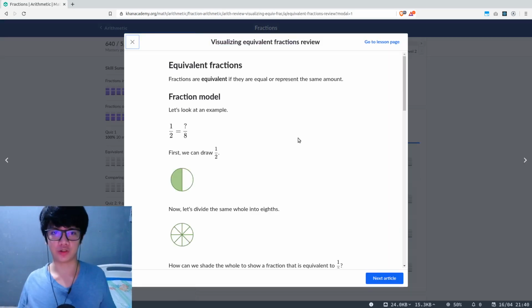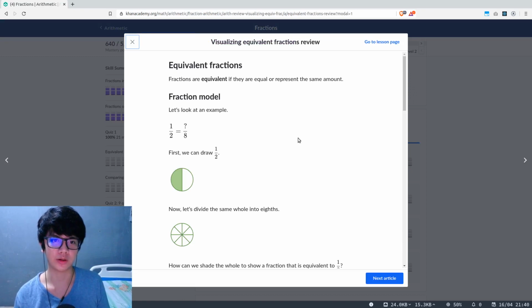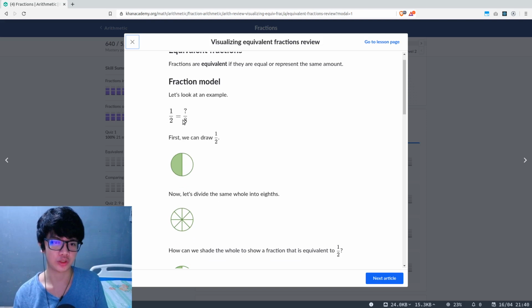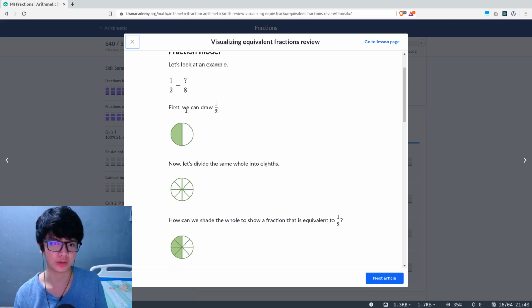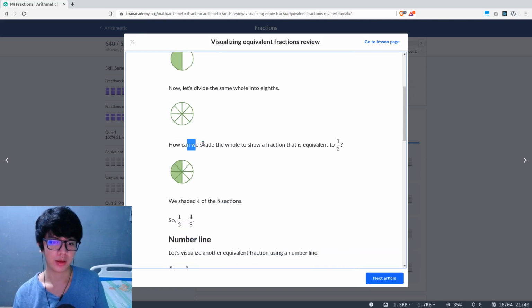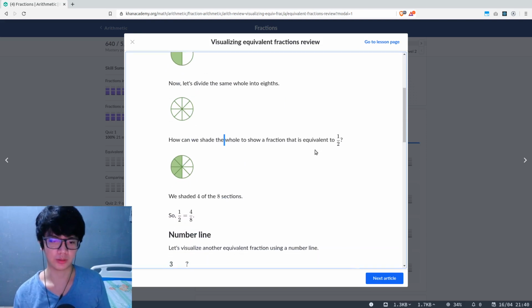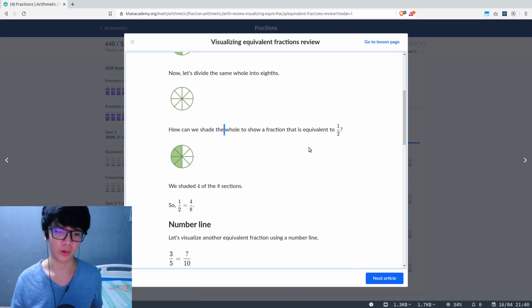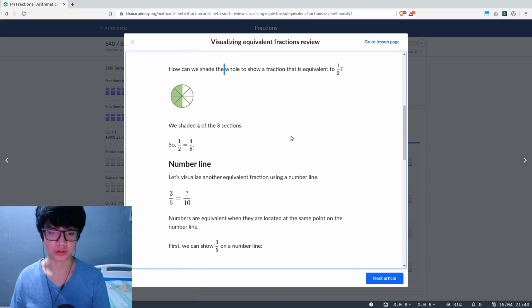Visualizing equivalent fractions. Fractions are equivalent if they are equal. Let's do an example: 1/2 and 4/8. First, we can draw 1/2, and we draw the same whole divided into 8ths. We shade the whole to show a fraction equal to 1/2. We shaded 4 of the 8 sections. So 1/2 is equal to 4/8.